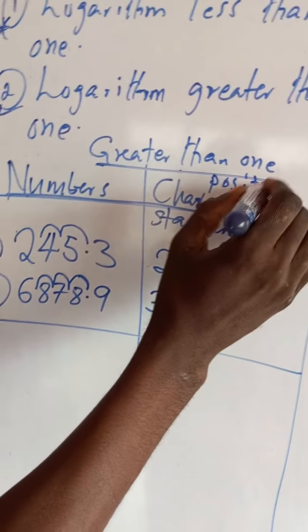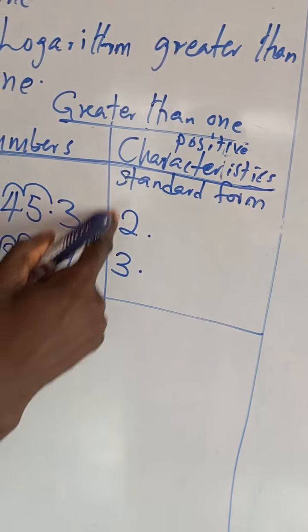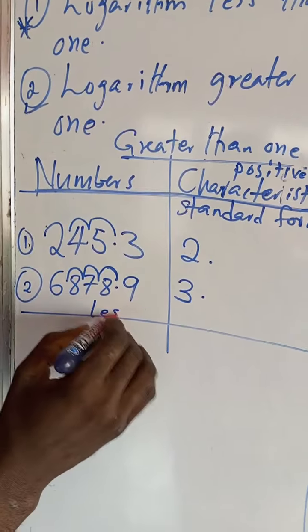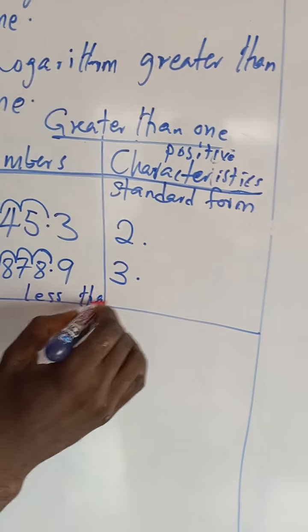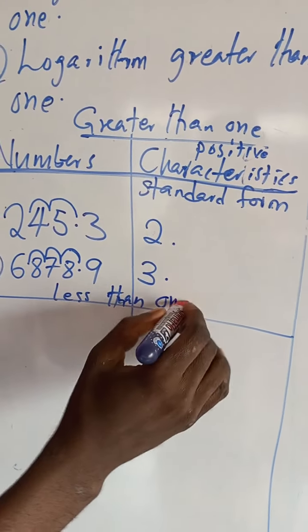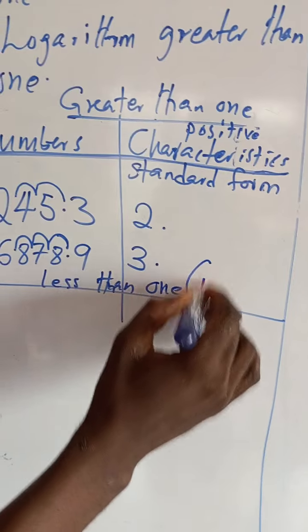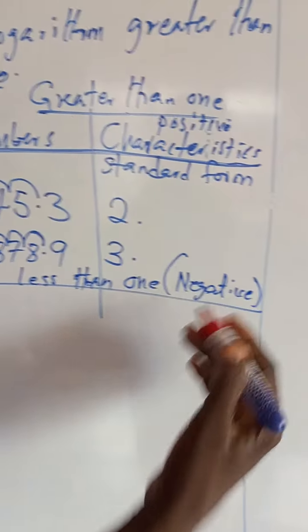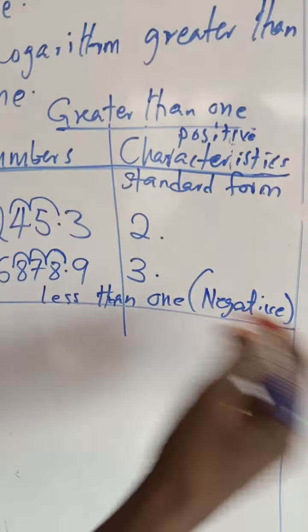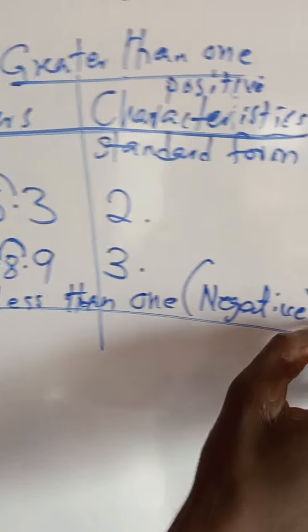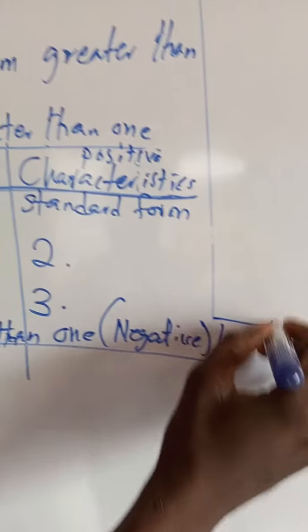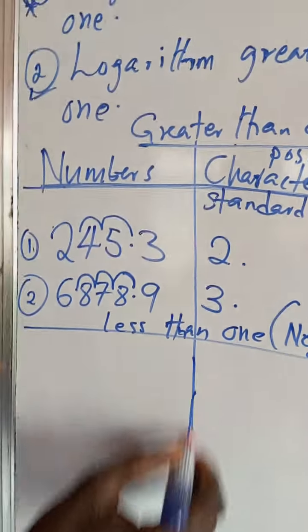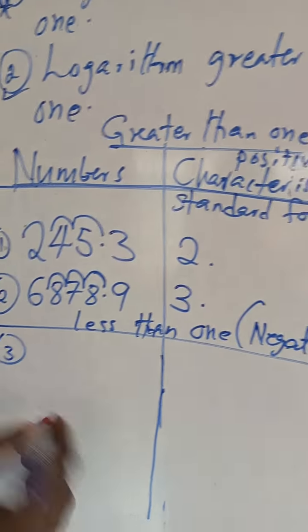When there is nothing written, it means there is a plus there. But for the number that is less than 1, the characteristic is always negative. Sometimes we call it bar, they say bar 1, but what we just mean by that is negative. Let me give you an example.